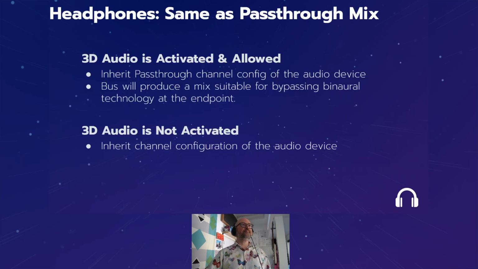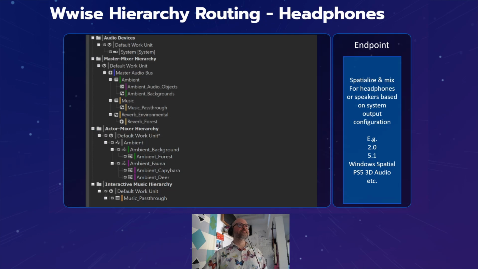configuration. So when 3D audio is activated and allowed, it will inherit the pass-through configuration of the audio device. That bus will produce a mix suitable for bypassing the binaural technology. And when 3D audio is not active, it'll inherit the channel configuration of the audio device. So no worries, things will fall back in the right way.